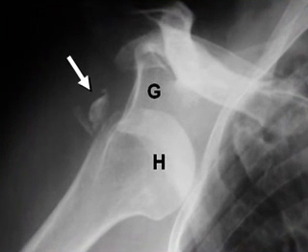This is an example of an anterior dislocation of the shoulder. The H is on the humeral head, which lies medial and inferior to the glenoid, marked by the G. The white arrow is pointing to a comminuted fracture of the greater tuberosity.